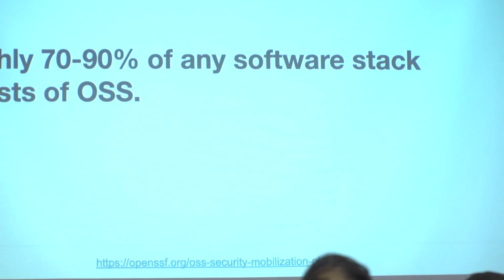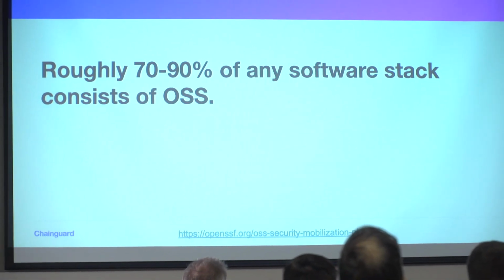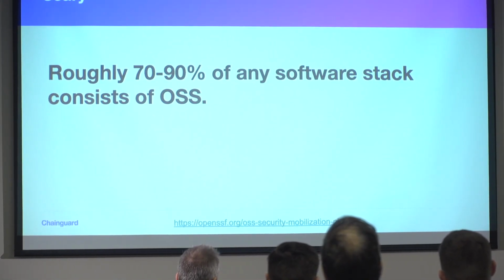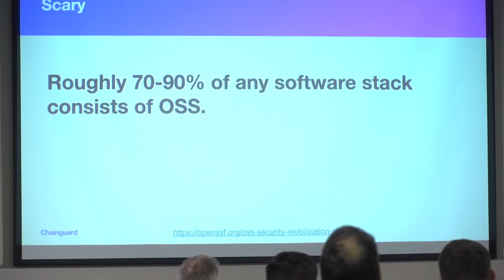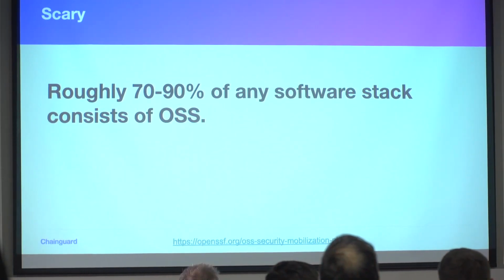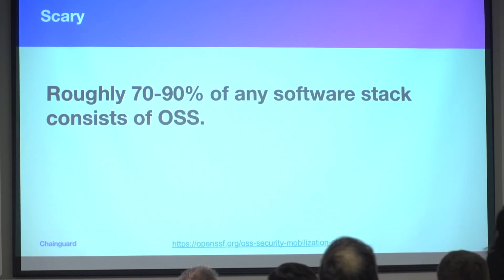This came out from last year from OpenSSF. They got a bunch of stakeholders, different institutions, individuals. They surveyed everybody, looked at their software stacks, and came up with this number that about 70 to 90% of any stack that's been deployed into production consists of open source software.